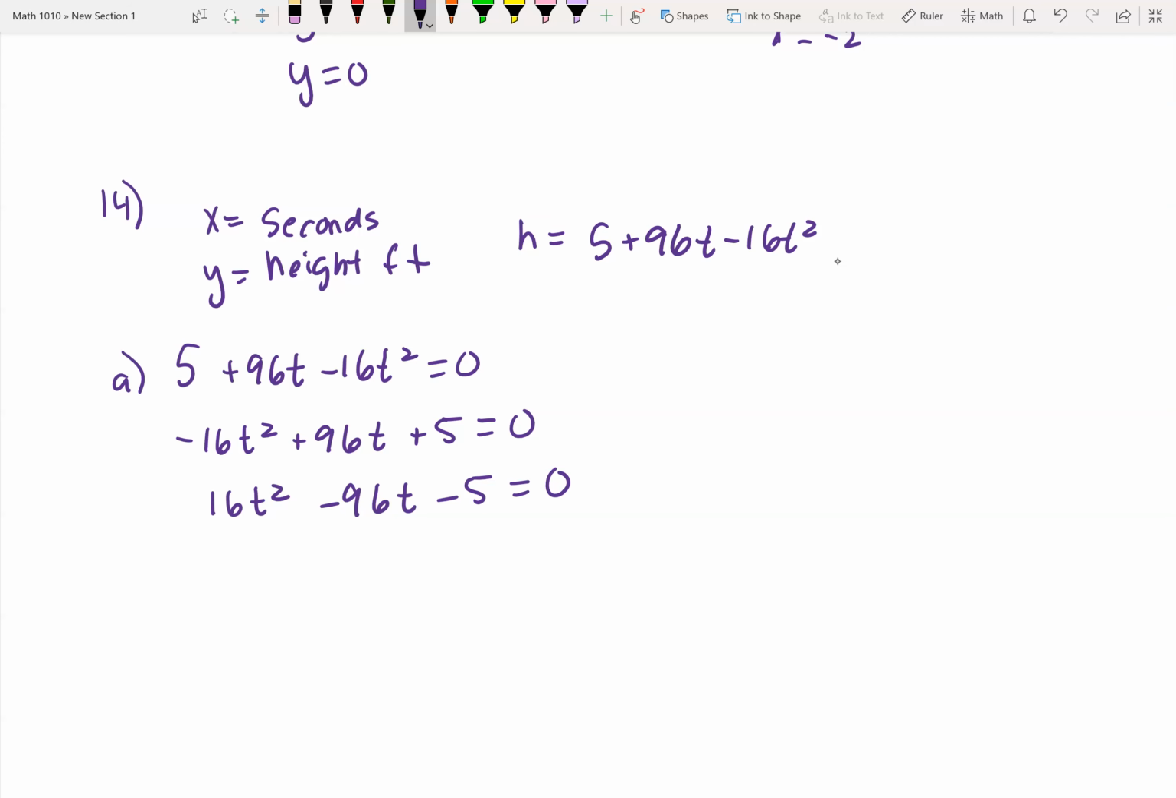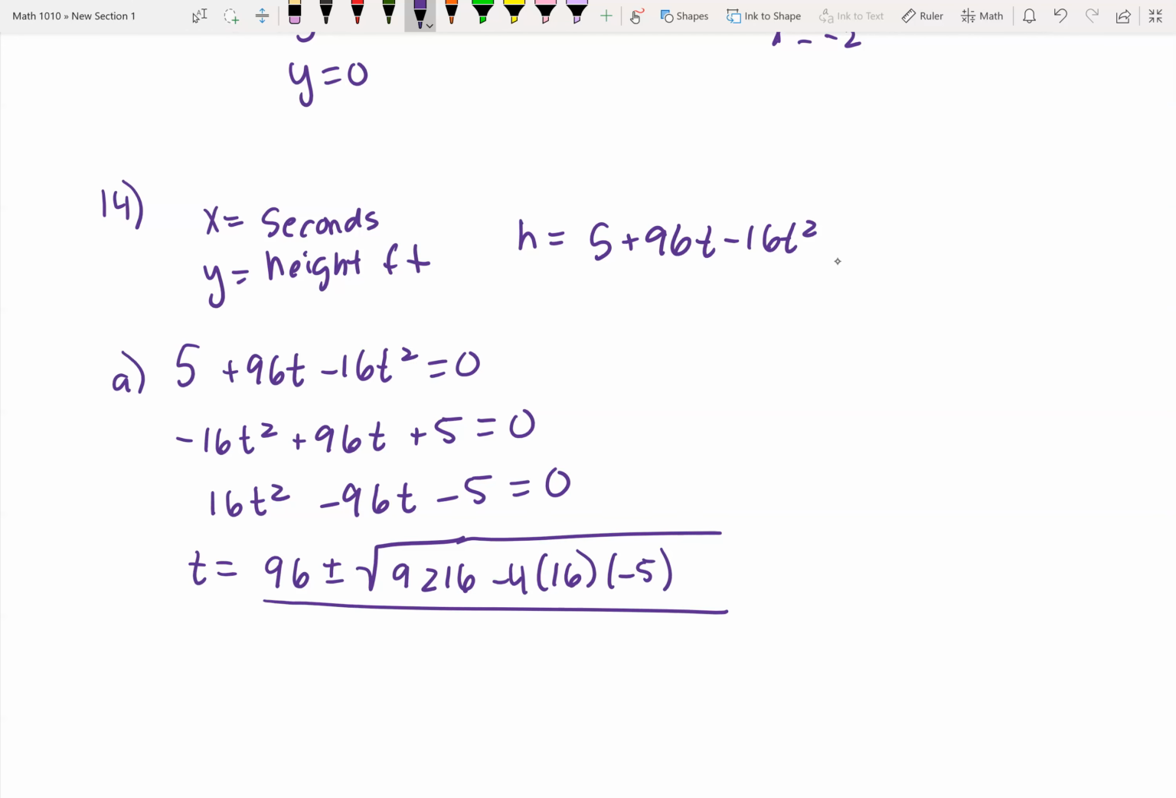It's just too bad. Okay, so I'm going to go t equals negative b, that's 96, plus or minus the square root of 96 squared. Everybody write 9,216 minus 4 times a, which is 16, times c, which is a negative 5, all over 2 times 16, which is 32. Okay, now let's put this in our calculator.